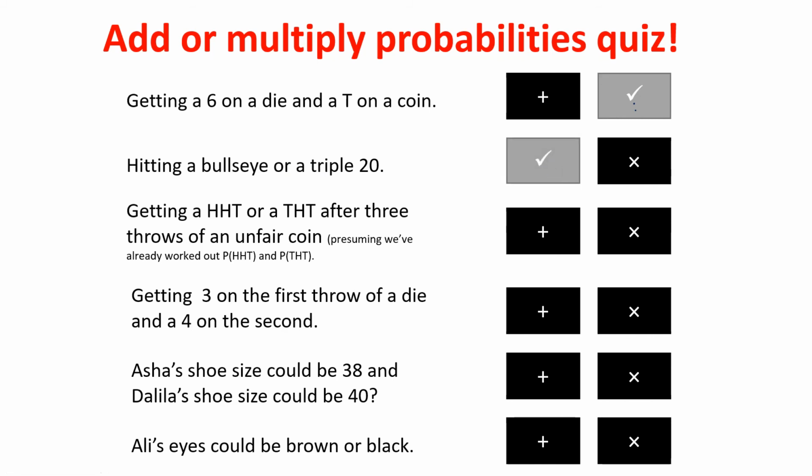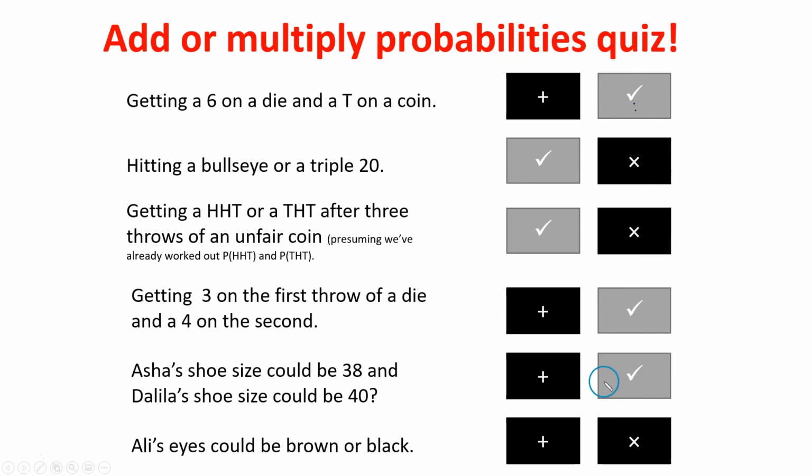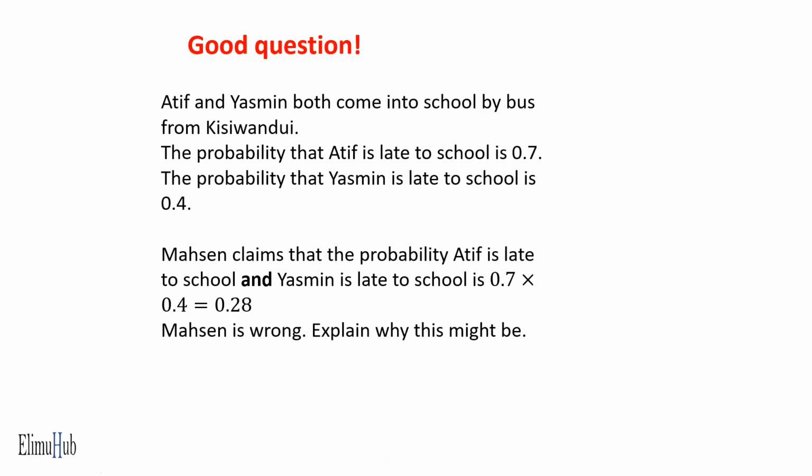Getting a head, head, tail or a tail, head, tail after 3 throws of an unfair coin. Right, so there's an or there. What do we do when we have or? We add probabilities. Getting 3 on the first throw of a die and a 4 on the second. So what do we have? An and. We multiply. Ash's shoe size could be 38 and Delilah's shoe size could be 40. So, and what do we do? We multiply. And Ali's eyes could be brown or black. There's an or, so what do we do? We add.